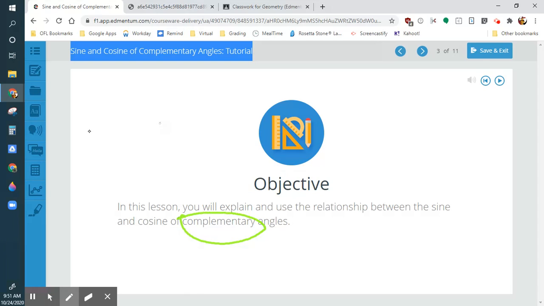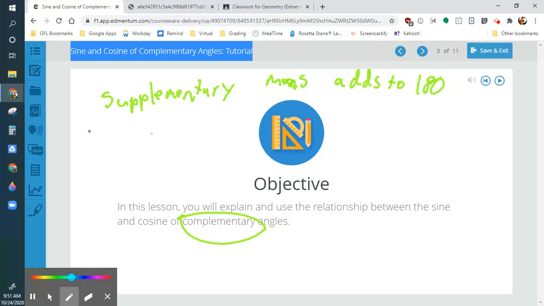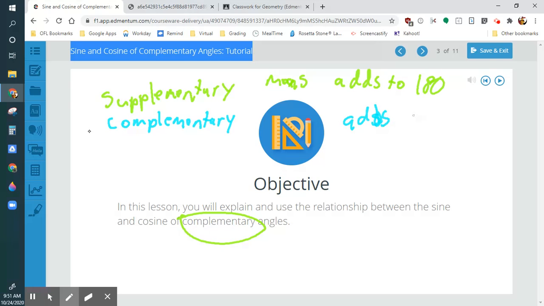So if we remember supplementary, we've used this a lot. Supplementary means adds up to 180. Well, complementary is kind of the same idea, except this time it means adds to 90 degrees.